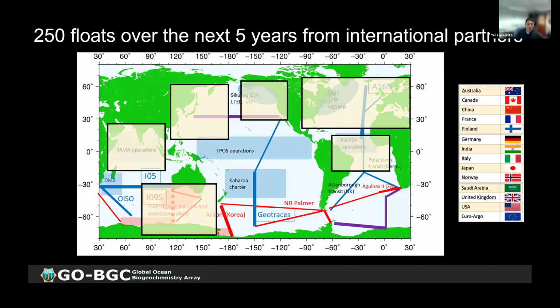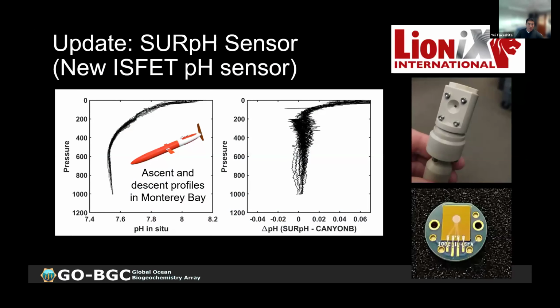Okay, and then a couple of updates on our program. I think many of you know there was an issue with the Honeywell ISFETs going out of production, but now they are in production. In response to that, we have been exploring and developing a new ISFET-based pH sensor. We use an ISFET from Lyonics International, and it is called the SURF sensor, from the version that we built at MBARI.